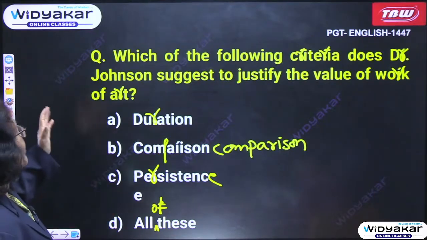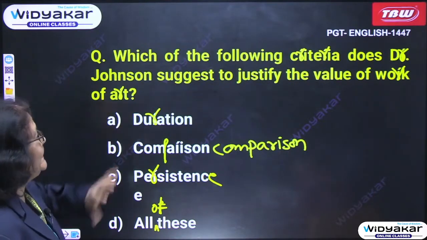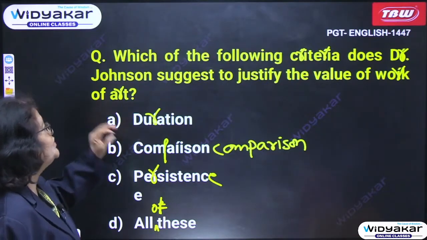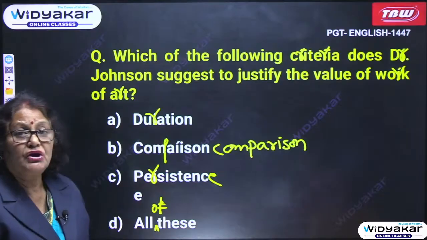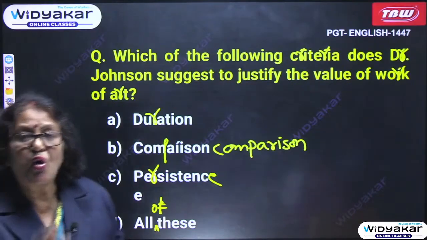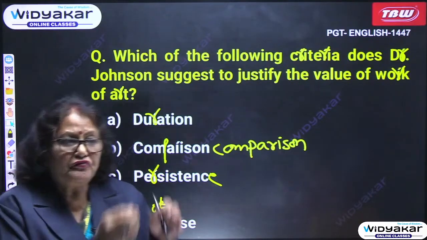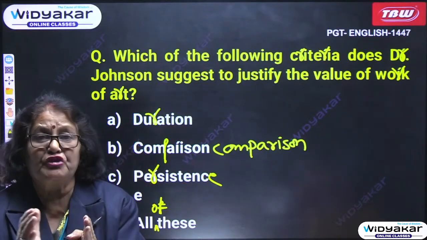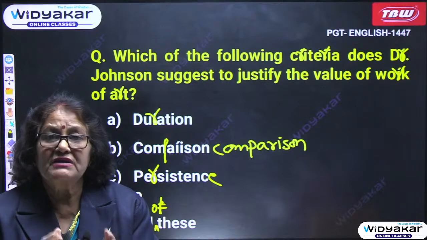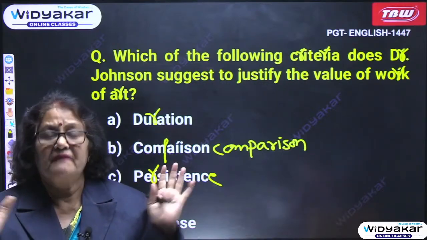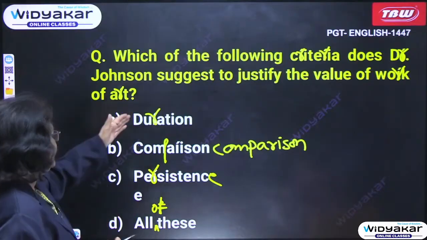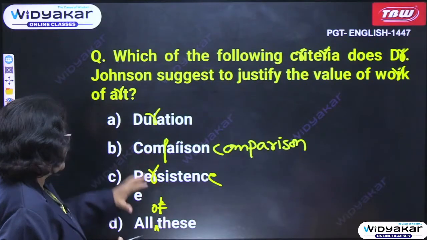A question of which of the following criteria does Dr. Johnson suggest to justify the value of work of art? Which criteria, which parameter, which factor do you judge a work of art by, whether the work of art is great or not, valuable or not. Duration, comparison, persistence, all of these.